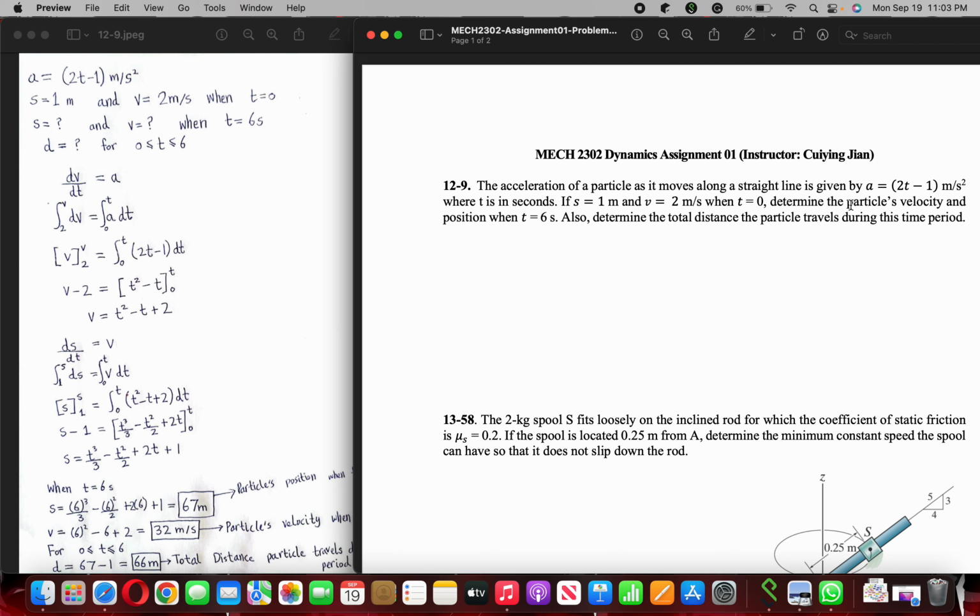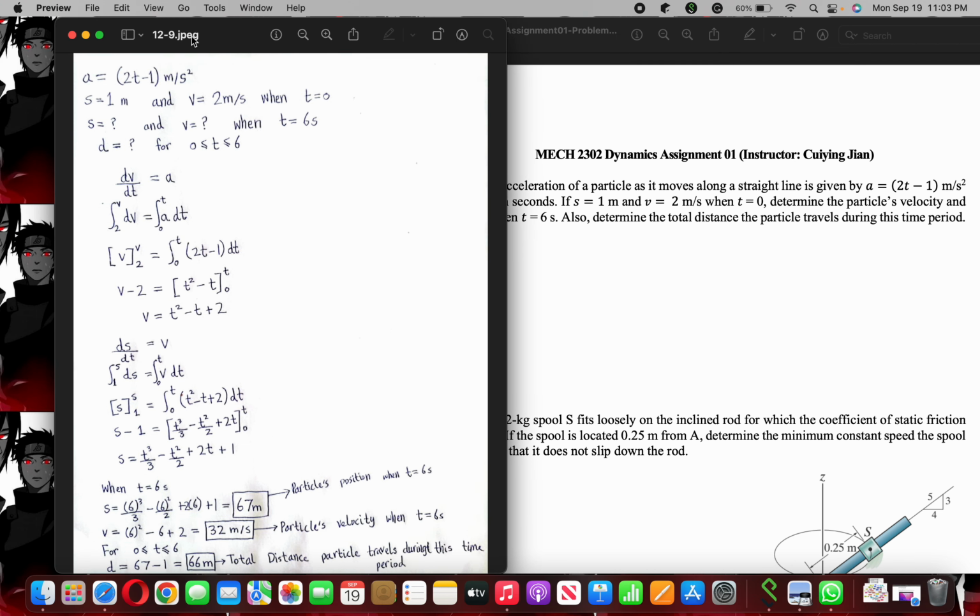So we are here to find three things. One is the particle's velocity and the other is its position when t = 6 seconds. So we have to see, when t = 6, what the particle's velocity is at that time and the position as well. And the third thing we have to find is the total distance the particle travels during this time period, which is from 0 to 6 seconds. So let's start the solution.